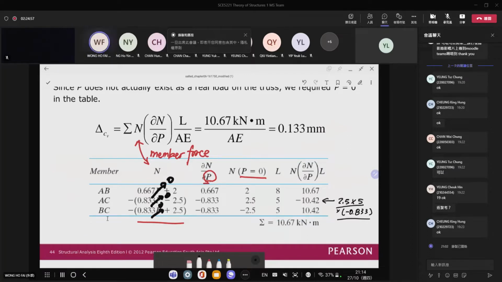You just multiply this one by this one by this one, and then it becomes this one. Okay. So if you have this, then you just add them together. Then you have 10.67. So this is why you have 10.67 here. And then you divide by the value AE, then you can get 0.133 mm. Okay. So this method again is quite straightforward.